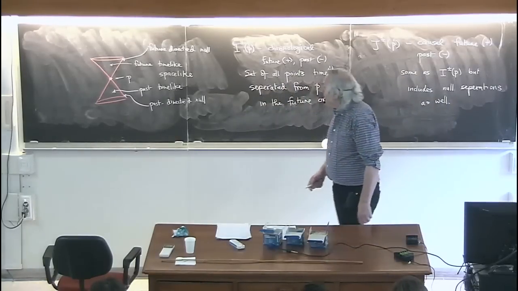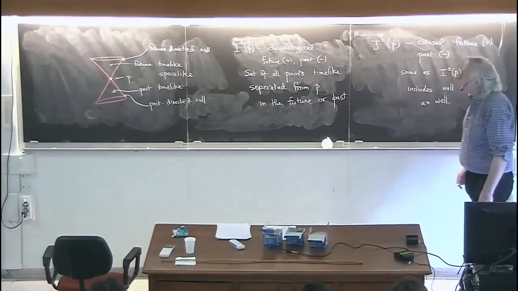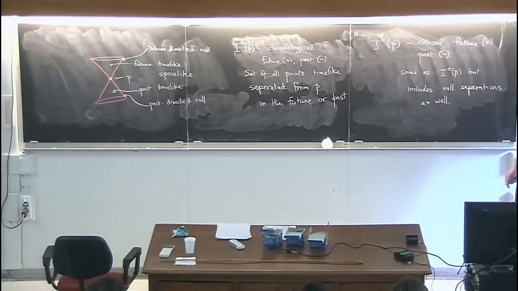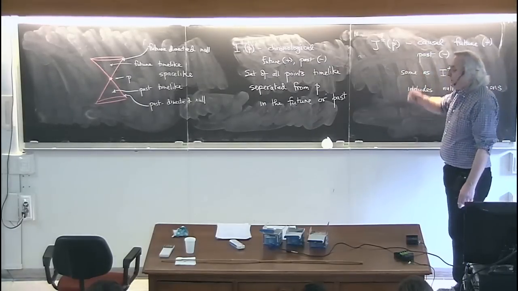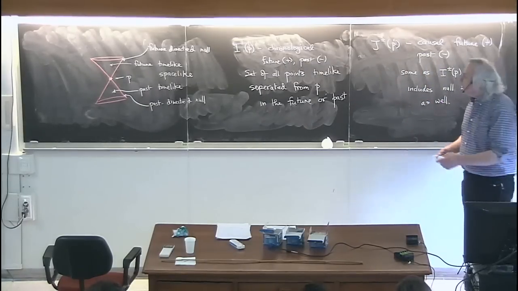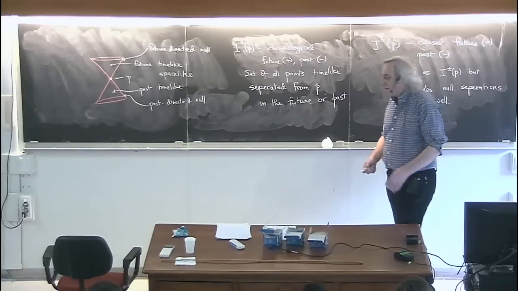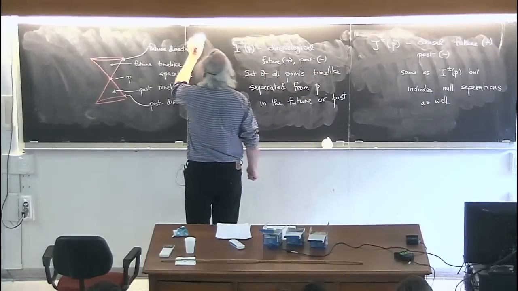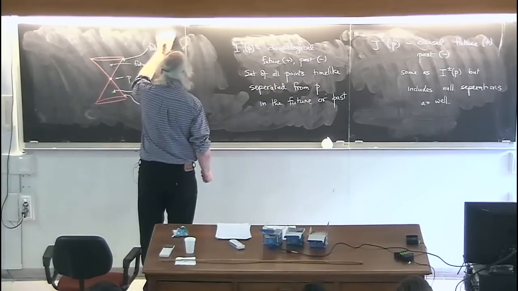You can also, of course, do something a little more general than this. Instead of taking the point P, you could imagine considering a set of points. So you could imagine S as being the union of a collection of points PI.